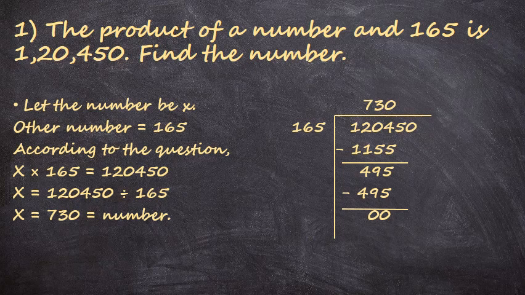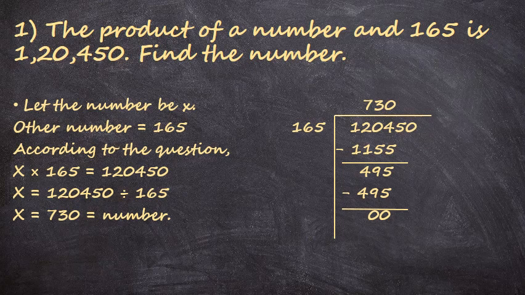Therefore, coming towards the next step, x multiplied by 165 is equal to 1,20,450. So x will be equal to 1,20,450 divided by 165. So our answer is 730. The number which we had to find out comes out to be 730.